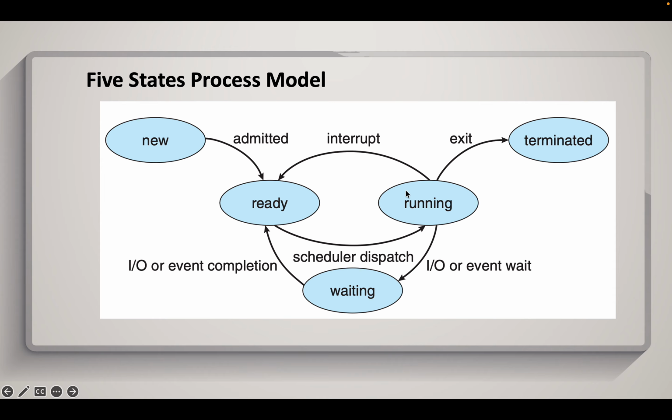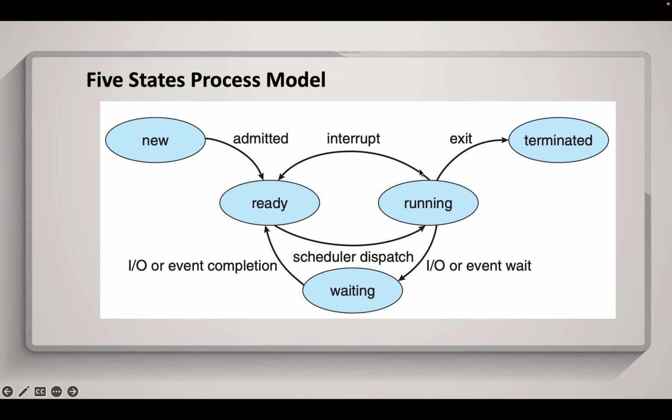When the process is running in the CPU, if it needs some input-output operations, then the process will move from the running state to the waiting state for I/O operations. When the process has finished its I/O operation, it will be moved from the waiting state to the ready state again. Once it is ready to execute, it will again move to the CPU in the running state.